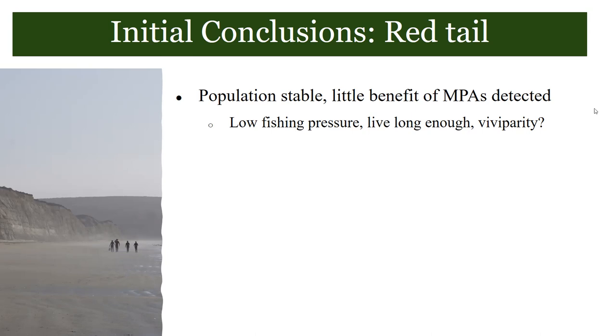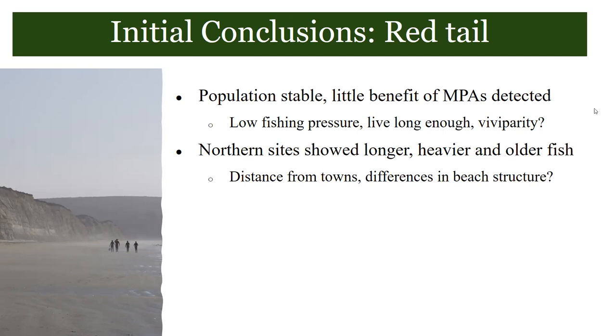So their larvae, their young, don't have to deal with poor ocean conditions offshore, only with what the conditions are present in the surf zones. What our data also showed is that those two northern sites, Reading Rock and Gold Bluffs, had longer, heavier, and older fish. Now, this is not unreasonable.